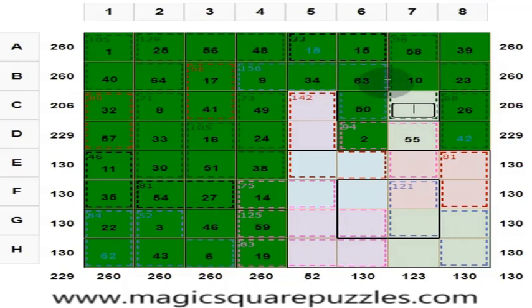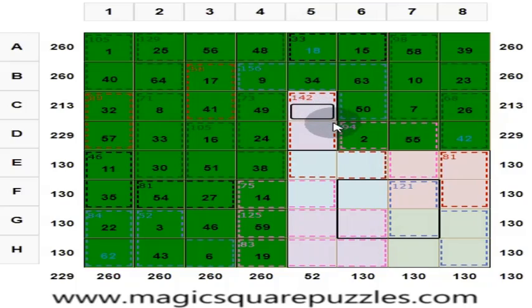Center 2 by 2 gives you 130. 63 plus 50, 113. Plus 10, 123. Here you put 7. Okay. And what is this? Here you put 47. And here you put 31. Okay. Now we have finished 3 subsquares.